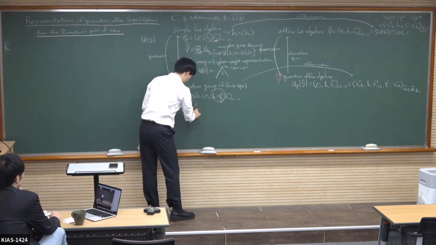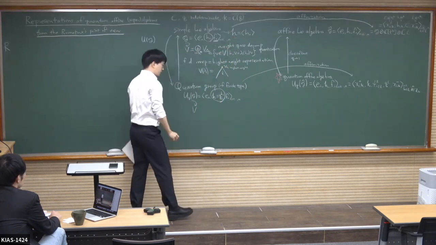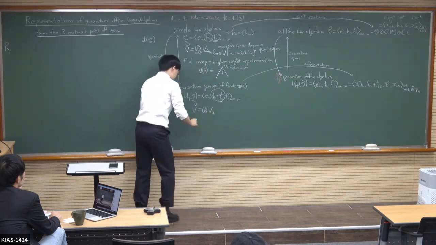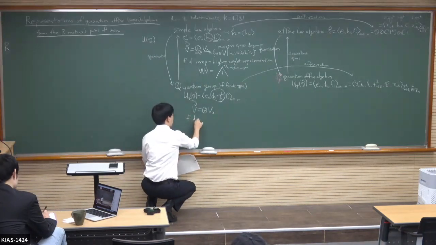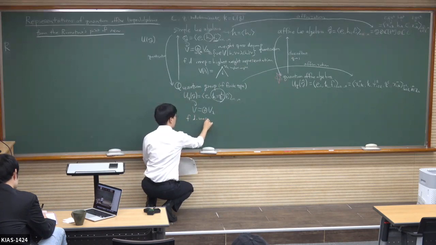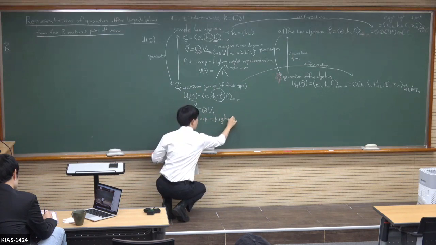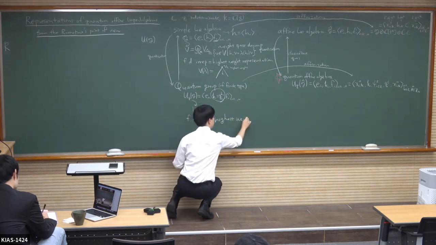Again, the subalgebra generated by these plays the role of the Cartan subalgebra. So again, for representations of this quantum group, we always assume that there is the weight space decomposition. And then again, the finite dimensional irreducible representations are exactly the highest weight representations.